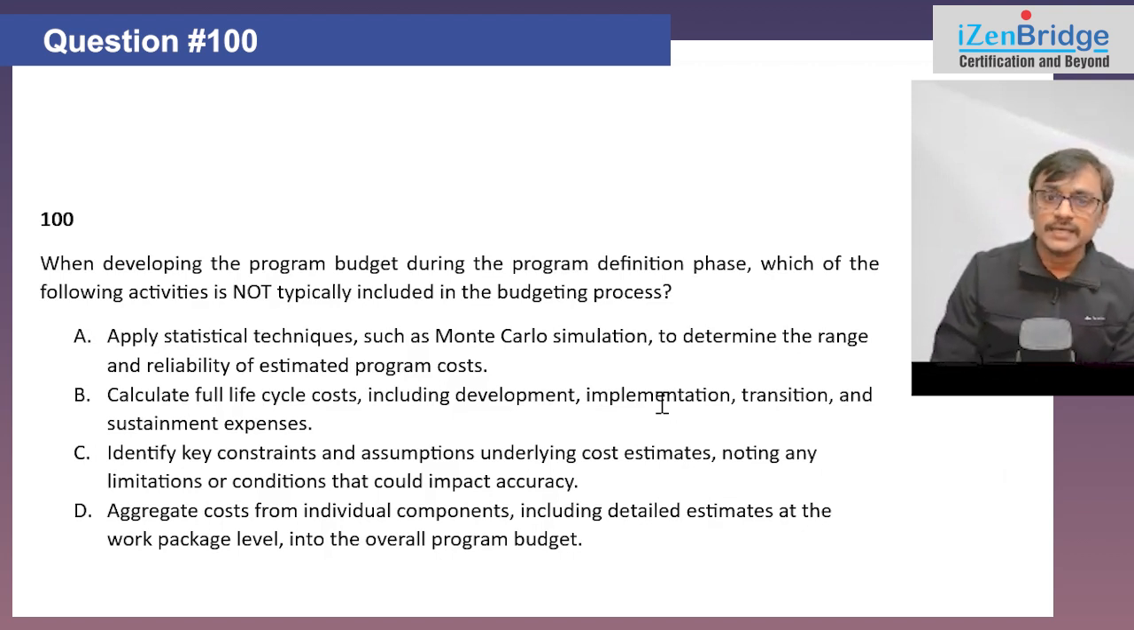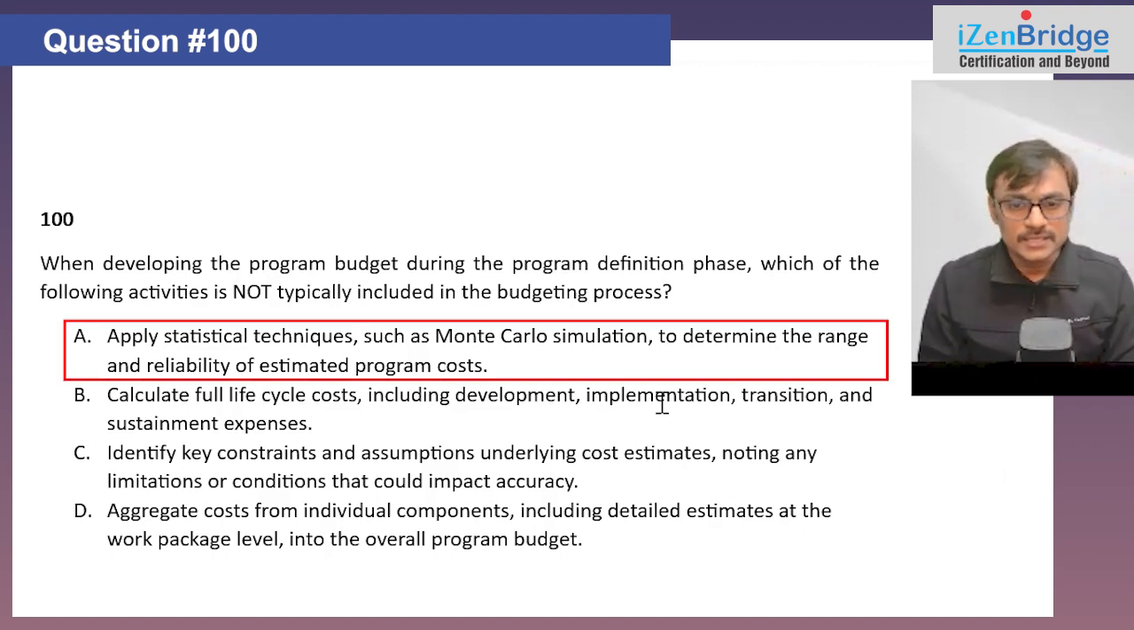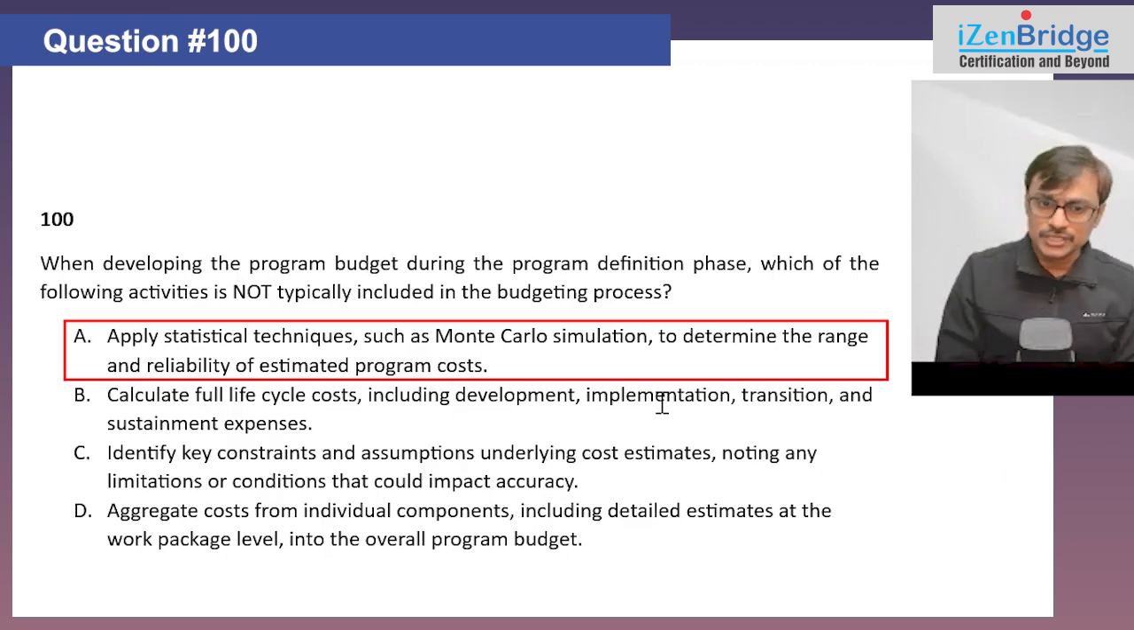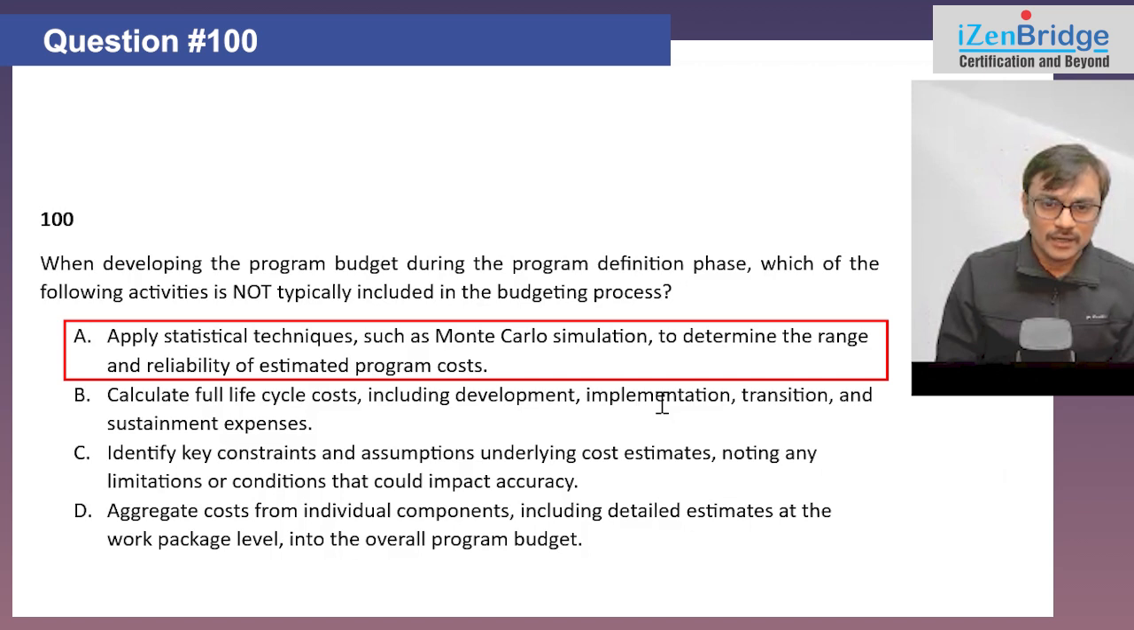So we are at the initial stage of the program and we are estimating the cost. We need to identify which of the following things may not be relevant at that stage while we are estimating the cost. Option A, apply statistical techniques such as Monte Carlo simulation to determine the range and reliability of estimated program cost. I need to do that because I'm at an early stage. I may do a quantitative assessment. I may do risk-based estimation as well. So that's a thing which you can find in your program management standard when you talk about the cost estimation done at the early stage of program.